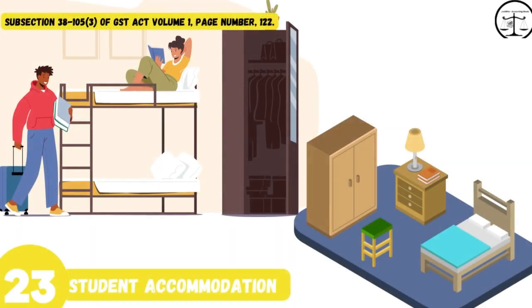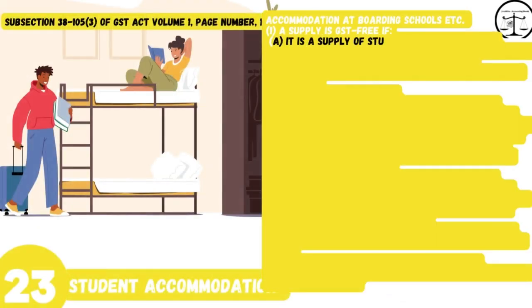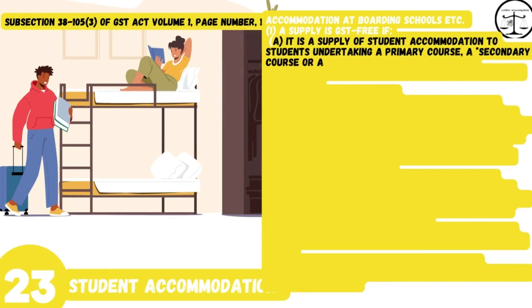Next word. Word number 23. Student accommodation has the meaning given by subsection 38-105(3). That is subsection 38-105(3) of GST Act Volume 1, page number 122. 38 to 105 states. Accommodation at boarding schools, etc.